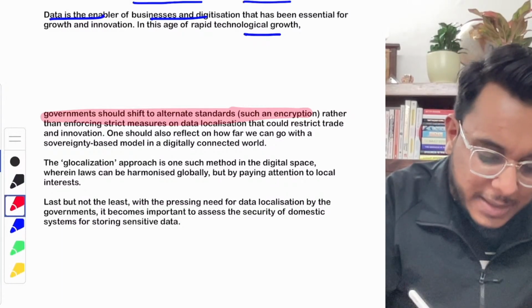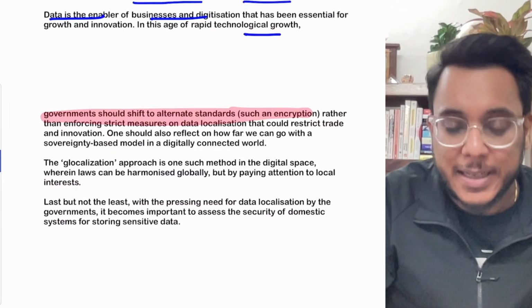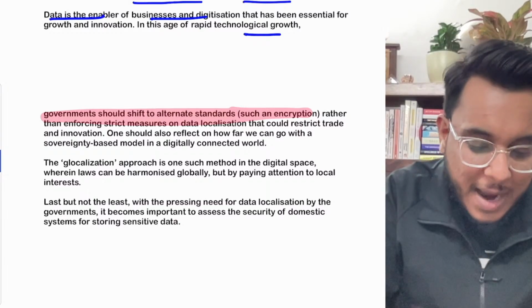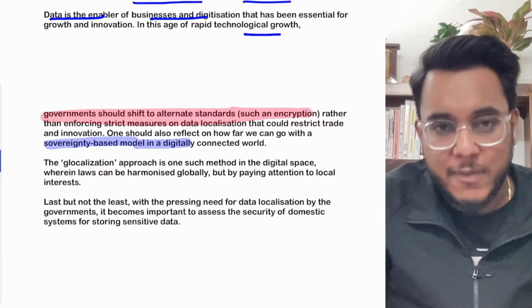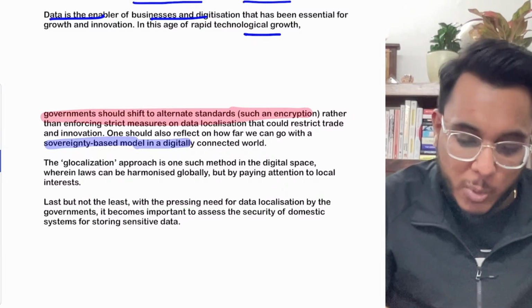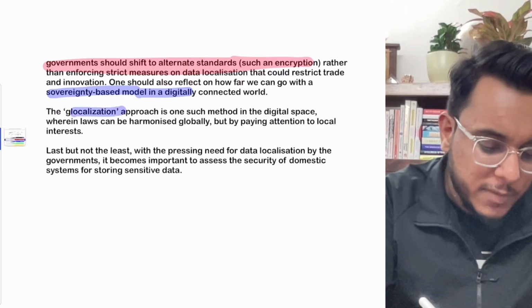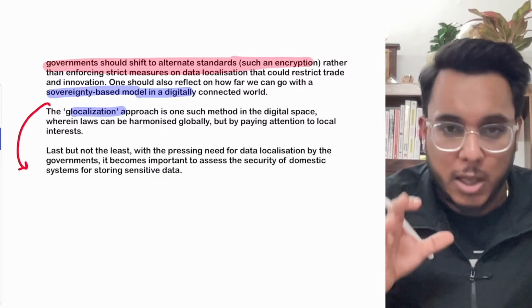Now, moreover, understand that today the hyper-connected world provides for free flow of information, and there the sovereignty-based model might have some kind of problems, that is also to be seen. Then globalization. Now you see, what is the meaning of globalization? Globalization means a fusion of the global with the local.